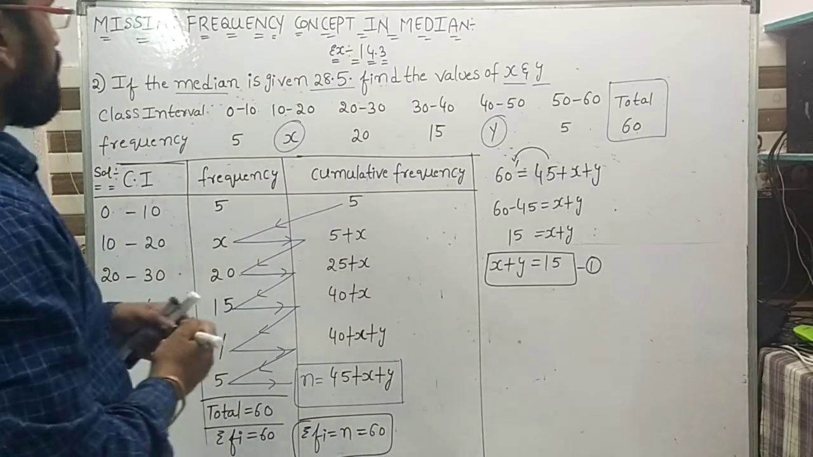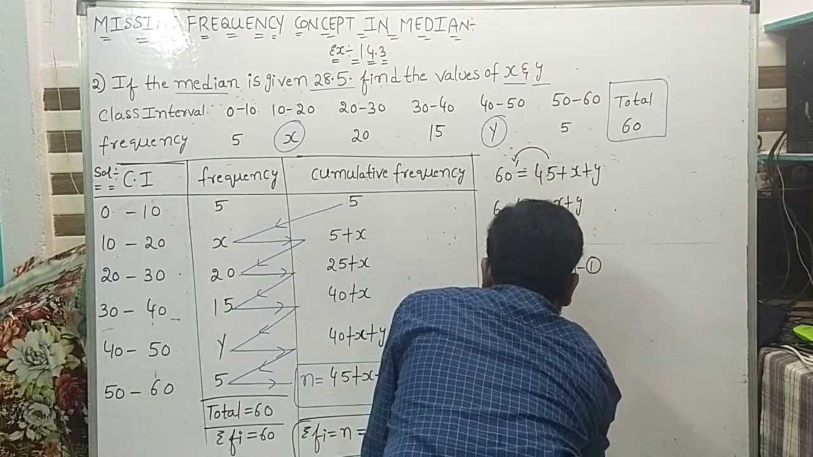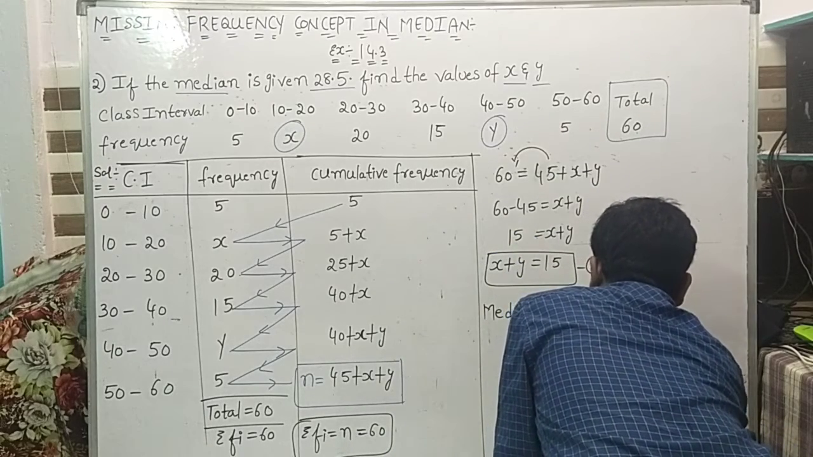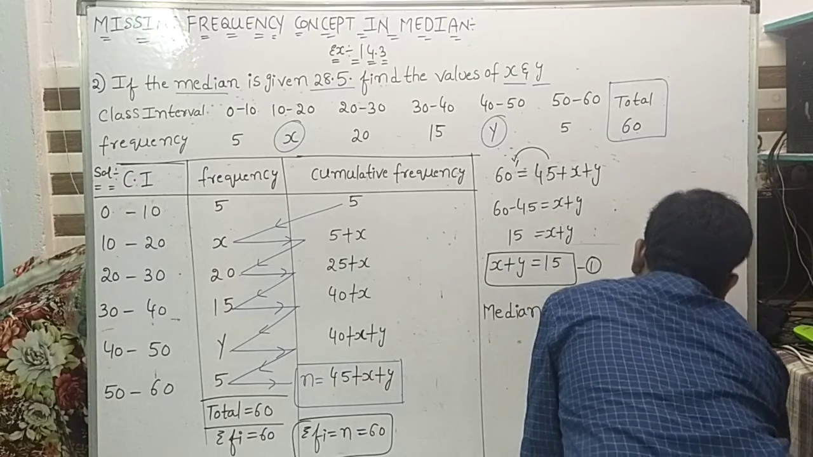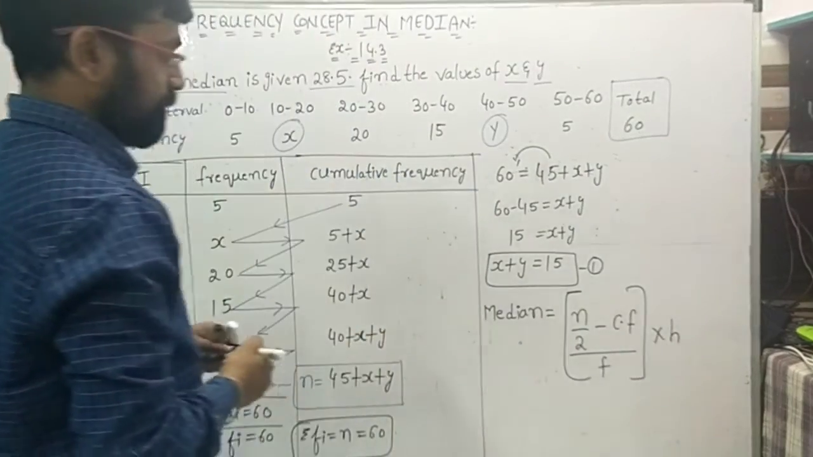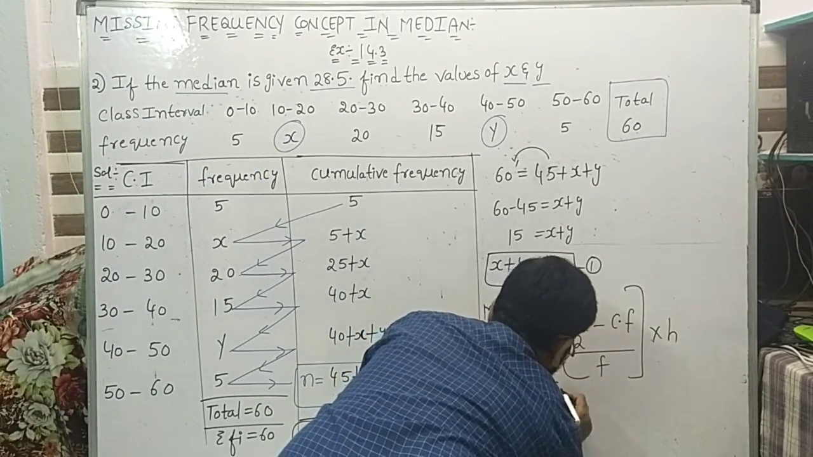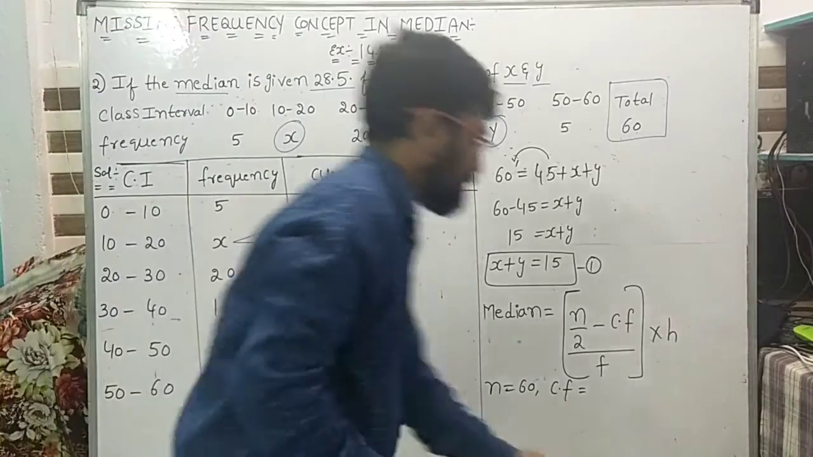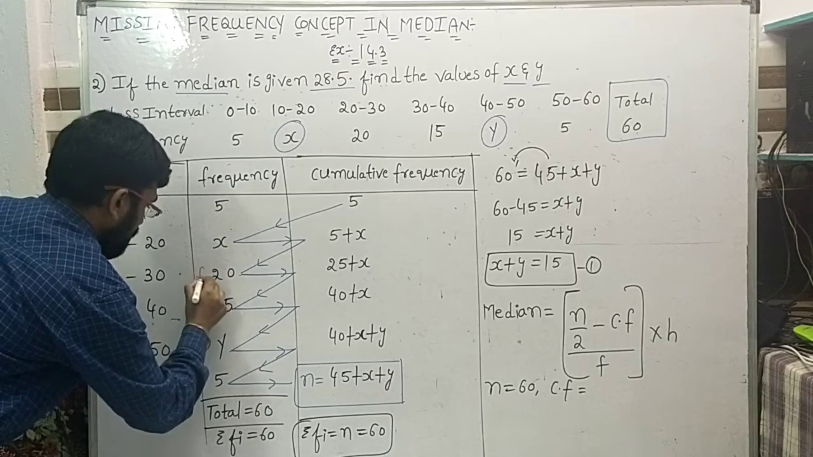Next, the given median is 28.5, so substitute these values in the median. What is the formula of median? Median equals L plus (n by 2 minus CF) by F into h. This is the formula of a median. In this, substitute the values. What is n? n equals 60. To know the CF, first we need to know the highest frequency. In this, 20 is the highest frequency F.